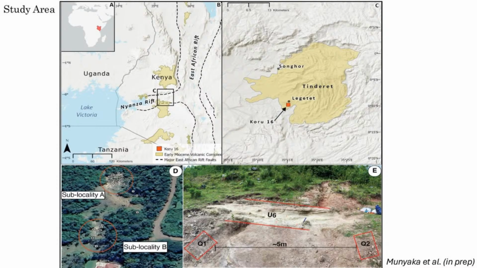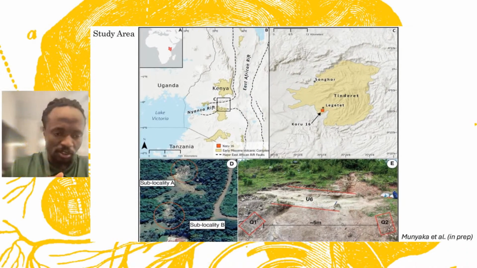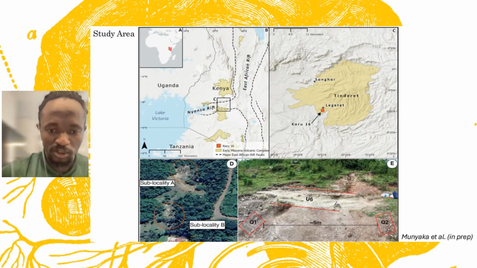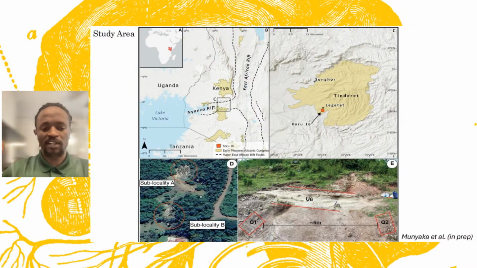In that locality, we have two sub-localities, sub-locality A and sub-locality B. Between these two sub-localities is the surface collection of the paleontological material. When I talk about quarry 1 and quarry 2, that's what we're seeing in panel E: two quarries about 5 meters away from each other, both located in sub-locality A.